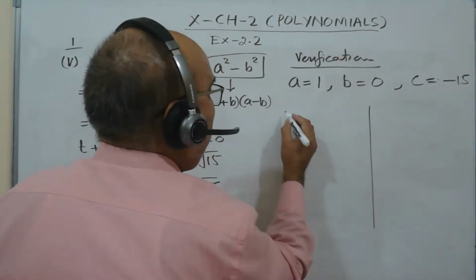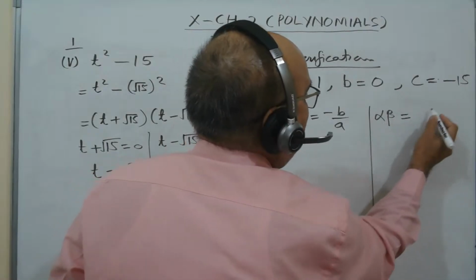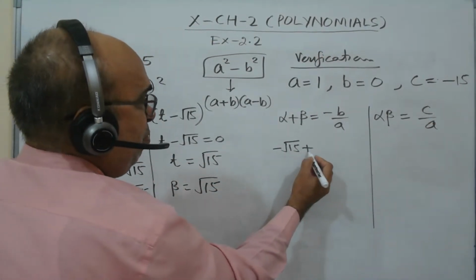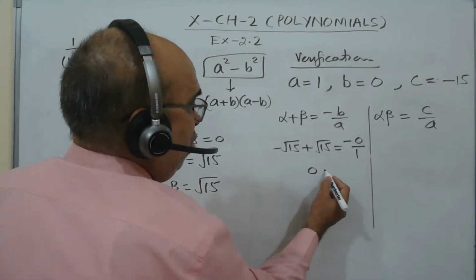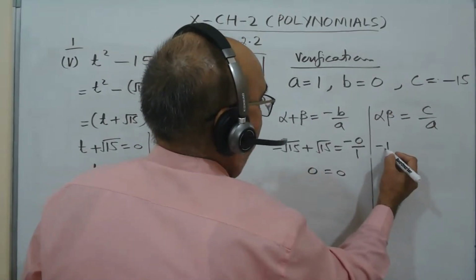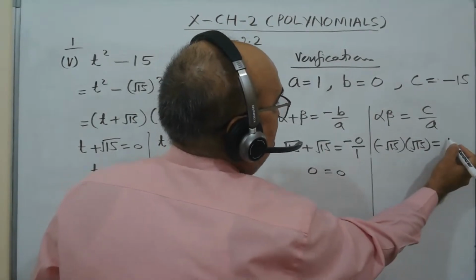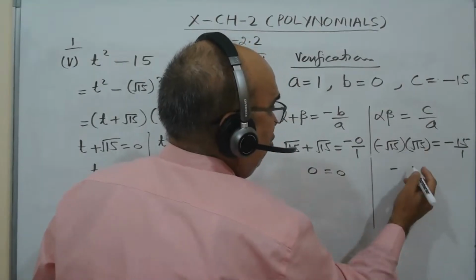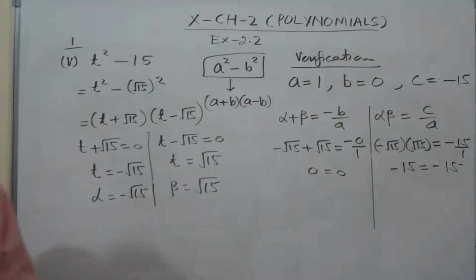So now after that, alpha plus beta is minus B by A. Alpha beta is C by A. Alpha is minus root 15, beta is square root 15. It is 0 by 1, so 0 equal to 0, verified. Here alpha is minus root 15, beta is plus square root 15, c is minus 15 by 1. So square root 15 into square root 15 equal to 15. So sum and product of zeros both are verified.